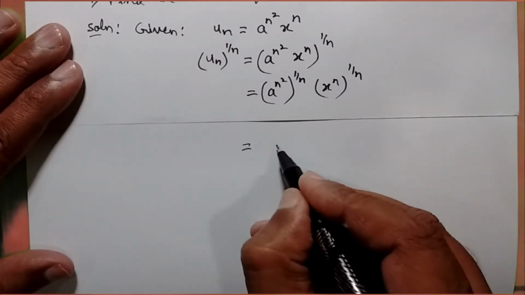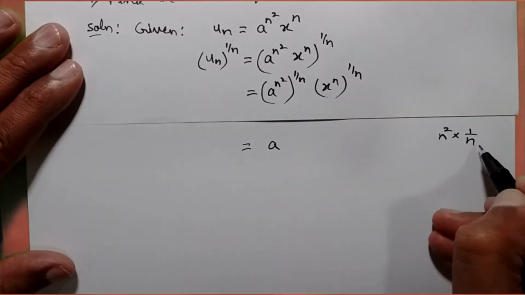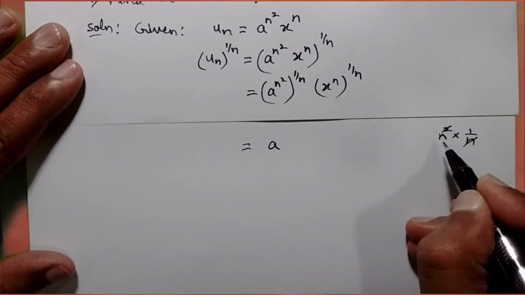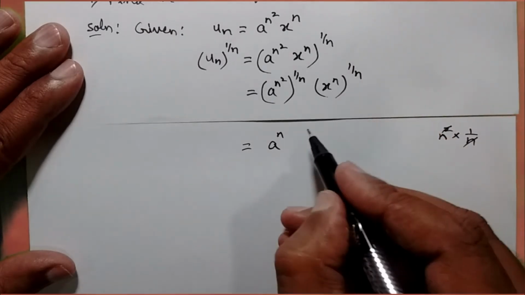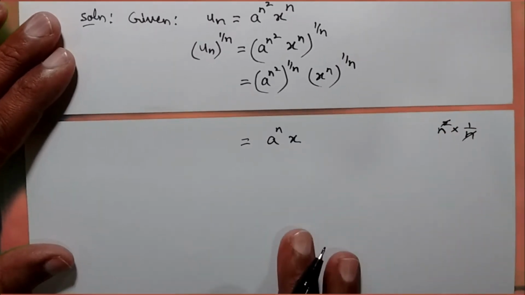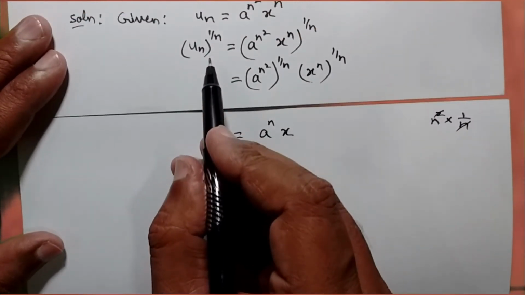So this value will be equal to a power of n square to the power of 1 by n. If you multiply, what happens? The n will get cancelled. What will be left out? One n will be left out. Here this n and n will cancel out. You will be left out only with x. So you got a to the power of n into x.